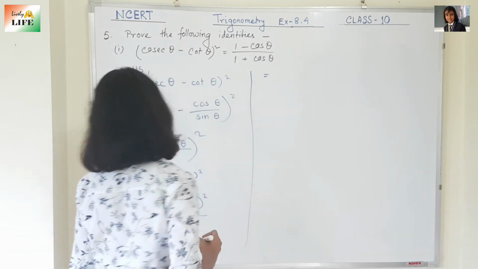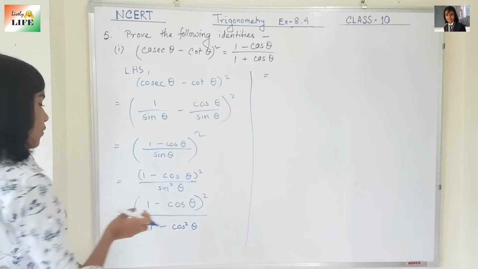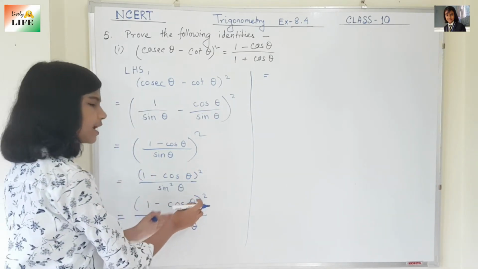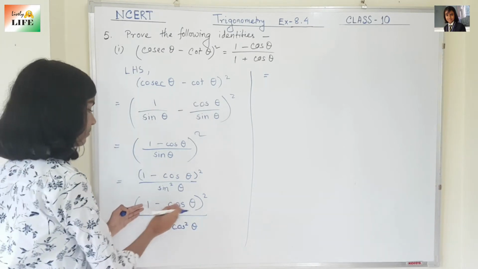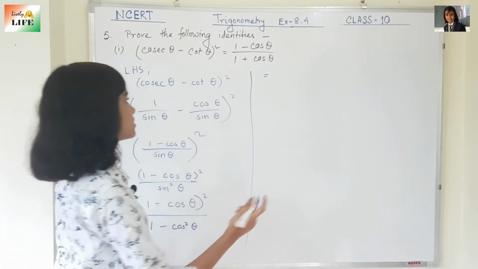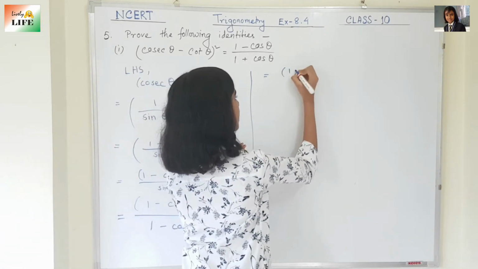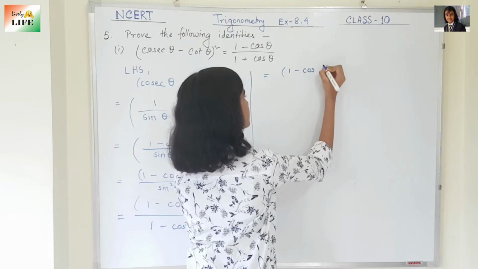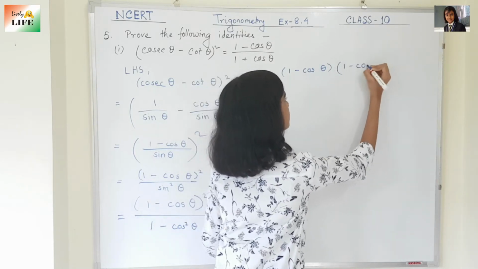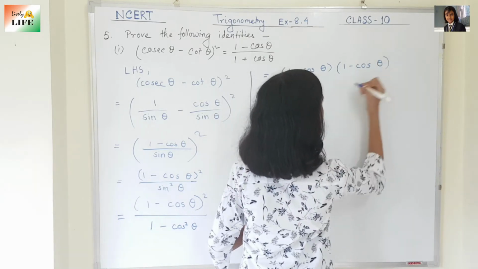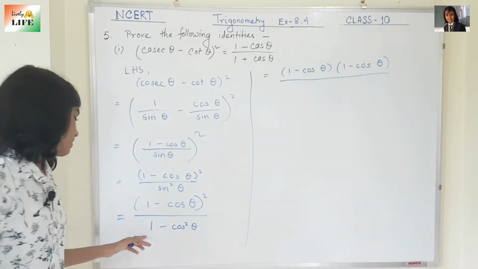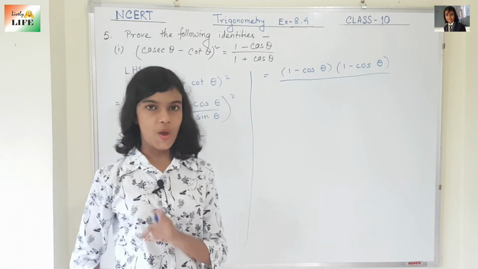Now we can write 1 minus cos theta whole square as 1 minus cos theta into 1 minus cos theta. Right? Now this one, 1 minus cos square theta.